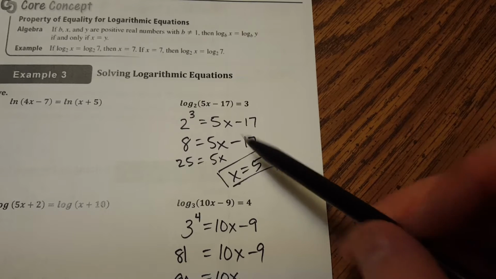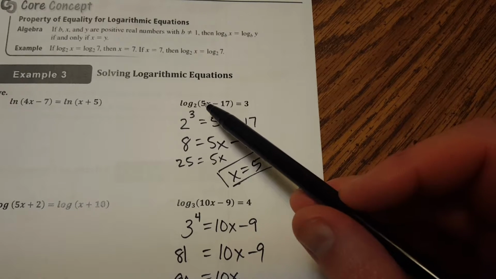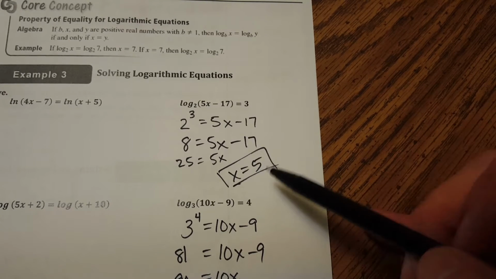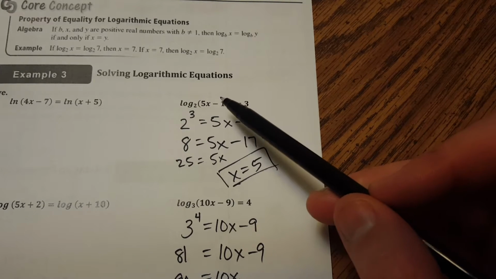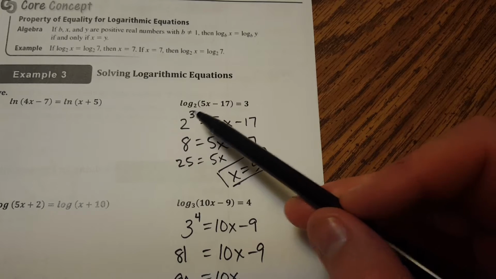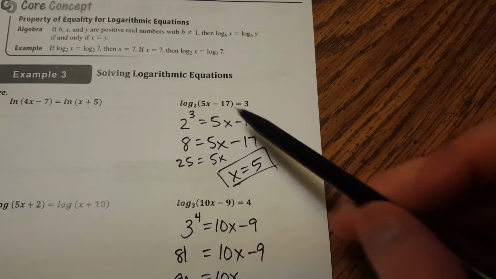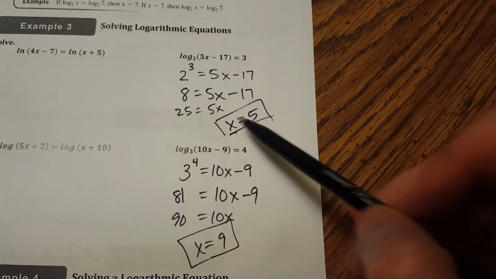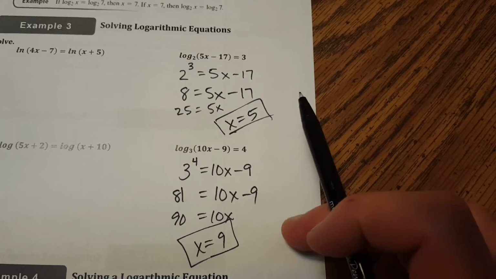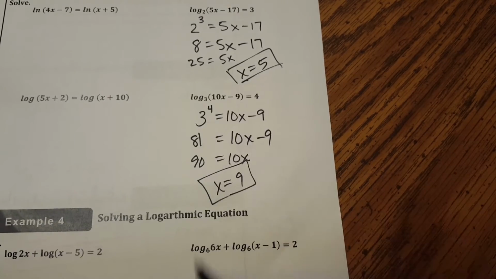So I'm going to plug this 5 in right here and just make sure that this stays positive. So 5 times 5 is 25, minus 17 is positive 8. So I think we're in good shape. 2 to the third power does equal positive 8. That works. If it made our argument negative, I would have to throw this out, and we're going to call it an extraneous solution. This one's going to work as well.